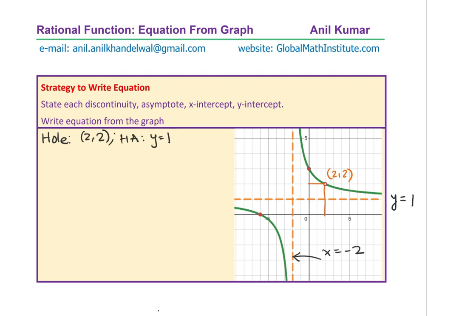How about the vertical asymptote? The vertical asymptote is x = minus 2. That will give us a factor in the denominator, right?